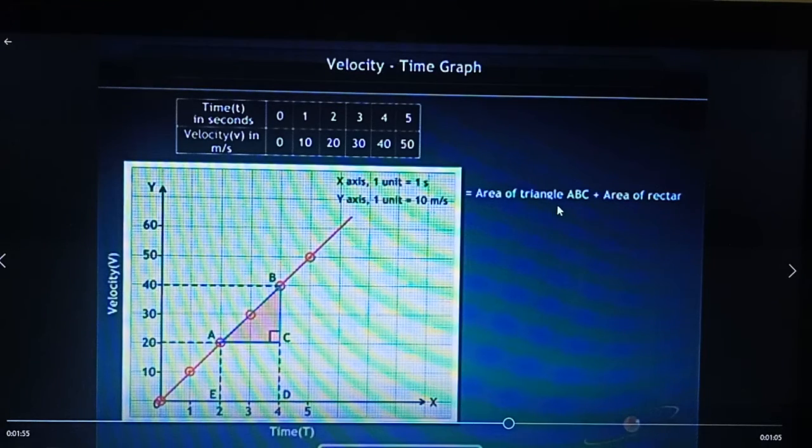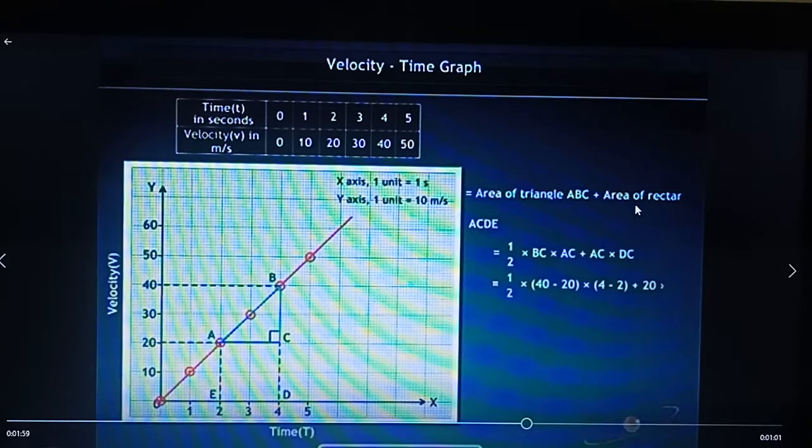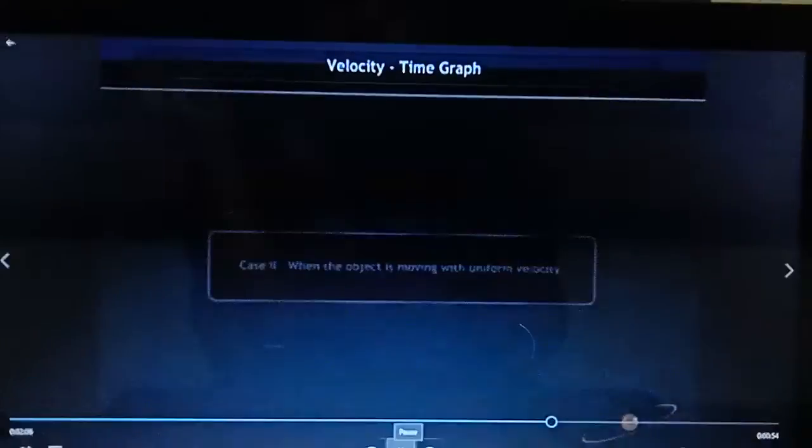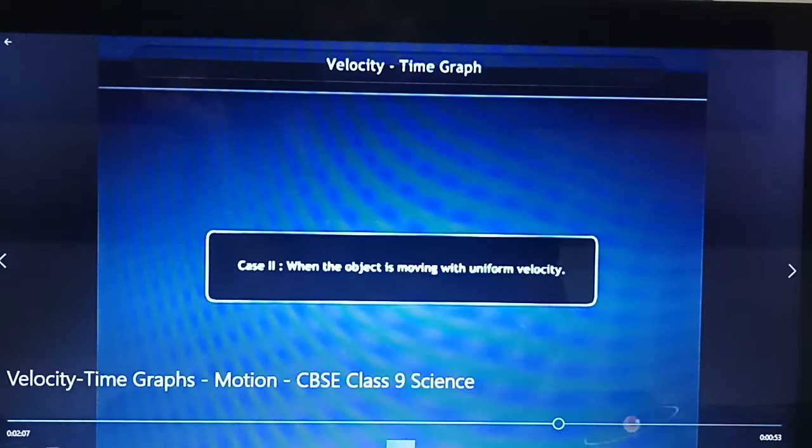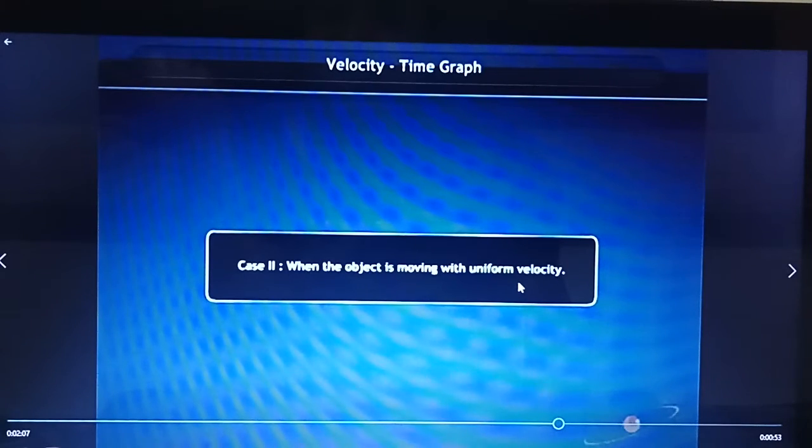Area of right triangle, you know, is half into base into height, and area of rectangle is equal to length into breadth. By putting these values, we will get the distance traveled between these two intervals of time, that is 40 meter. Now the next case is when the object is moving with a uniform velocity. The previous case was it was moving with a variable velocity. The velocity was changing with the time.